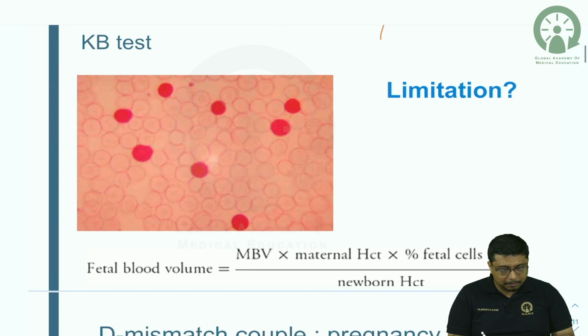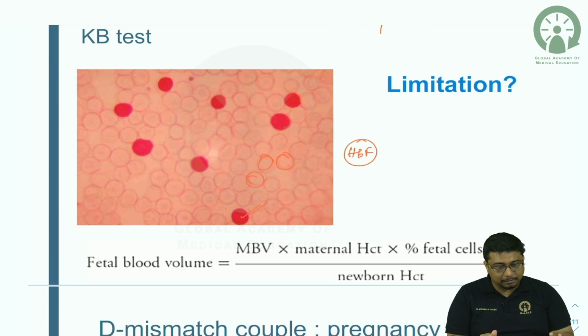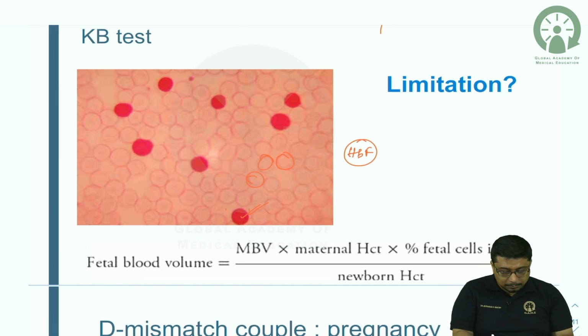So this is the Kleihauer-Betke test, how it is done. This is alkali washout, and you can see all these cells. These are called the ghost cells, which are already washed out, and these cells which are surviving are the cells with fetal hemoglobin F. So basically we assume that all the RBCs with fetal hemoglobin are the fetal blood, and all the RBCs that have turned into ghost cells contain adult hemoglobin, so they are mother cells. So the limitation is based on this assumption only.